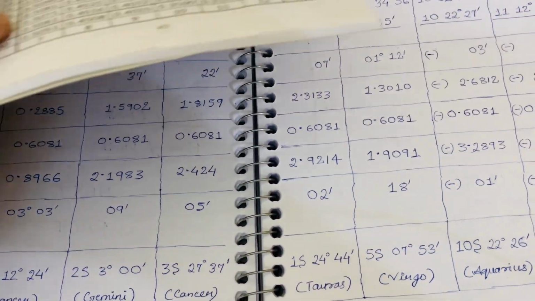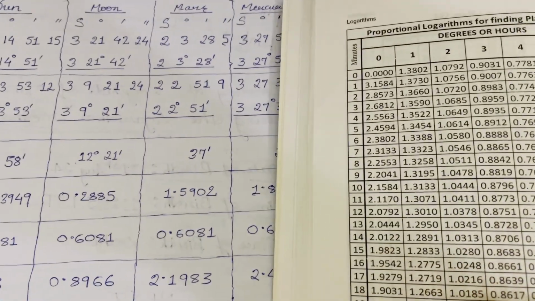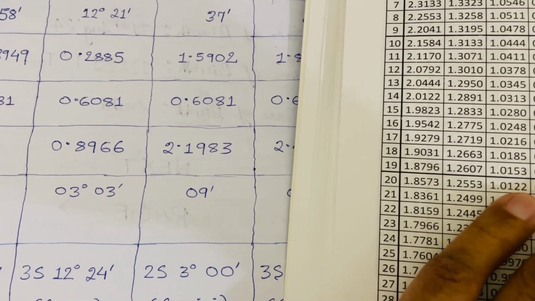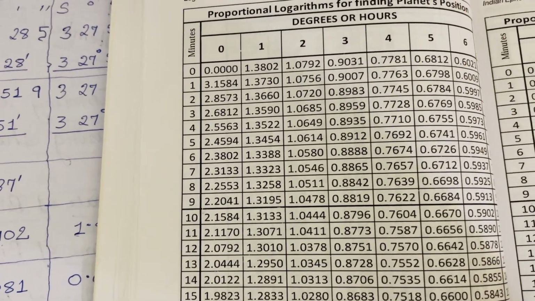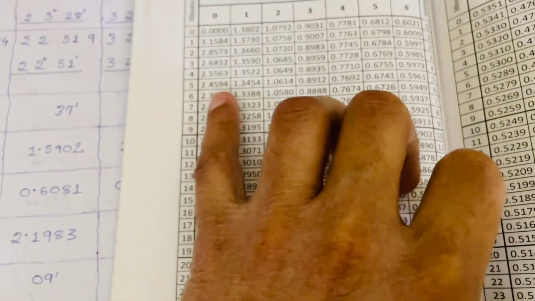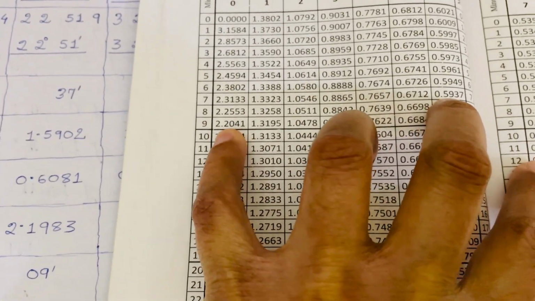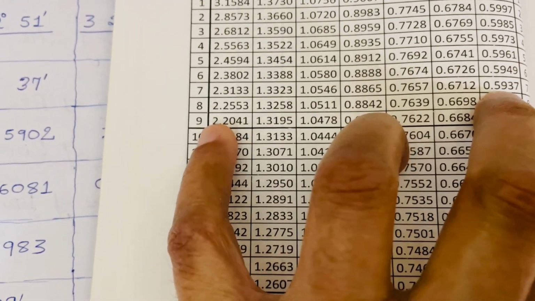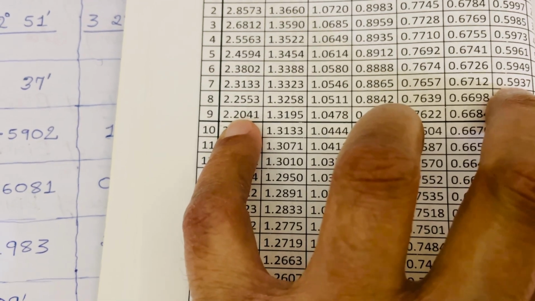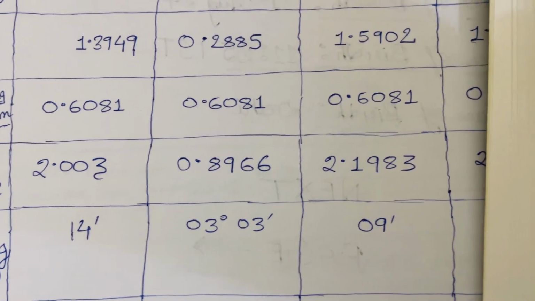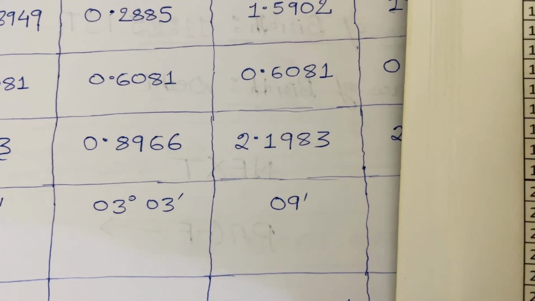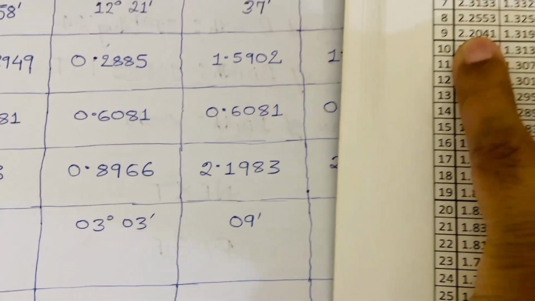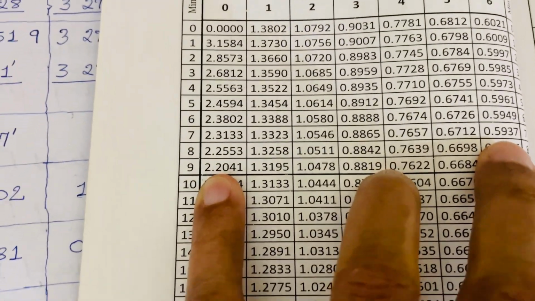Let's do it for Mars only. What is the antilog value of 2.1983? If I go under 0 degrees and 9 minutes, the value that I'm seeing over here is 2.2041. Now this particular value, 2.2041, is closest to my value of 2.1983. So the antilog value of 2.1983 becomes 0 degrees 9 minutes.